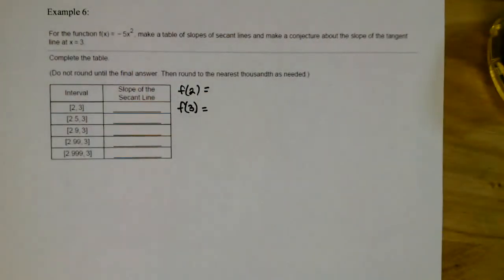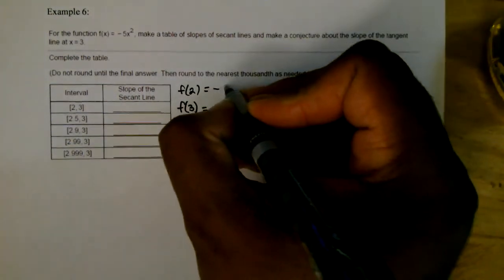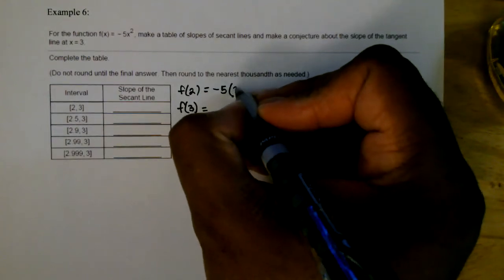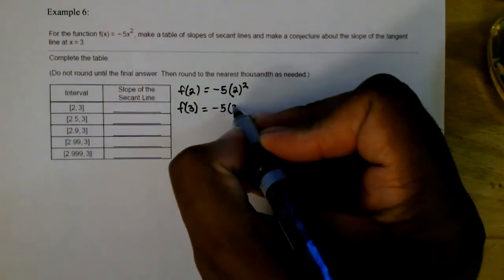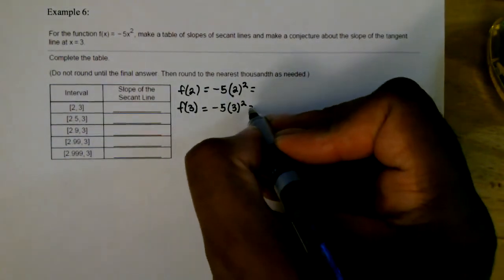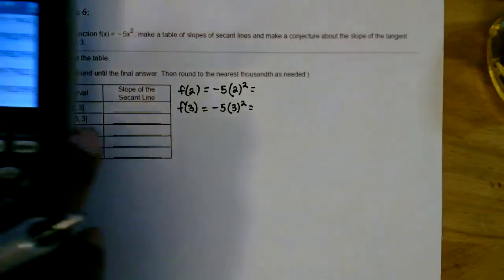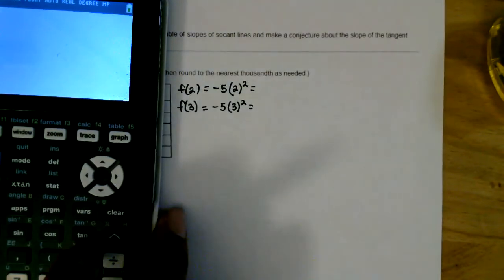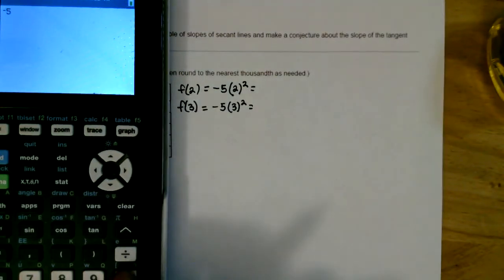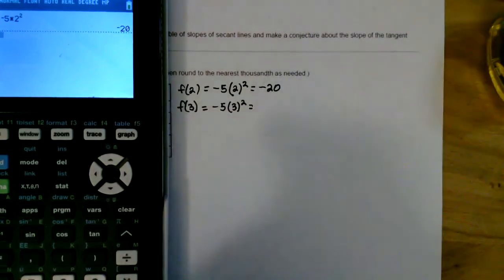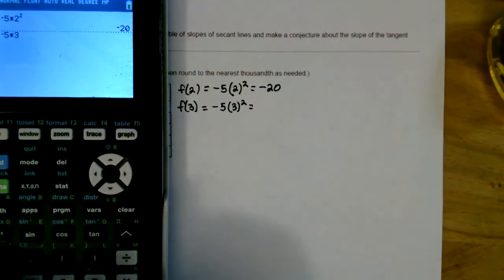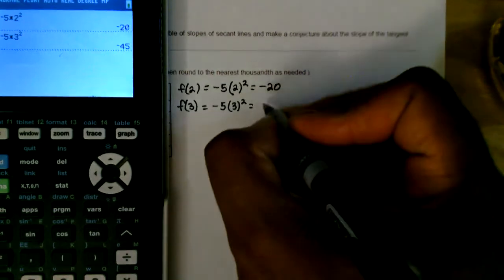Using that function f of x equals -5x squared. So that's going to be -5 times x, which in this case is 2, squared. And then for f of 3, it'll be -5 times 3, squared. So let's start with -5 times 2, and we square that. That's going to be -20. And then at 3, it'd be -5 times 3 squared, which would be -45.